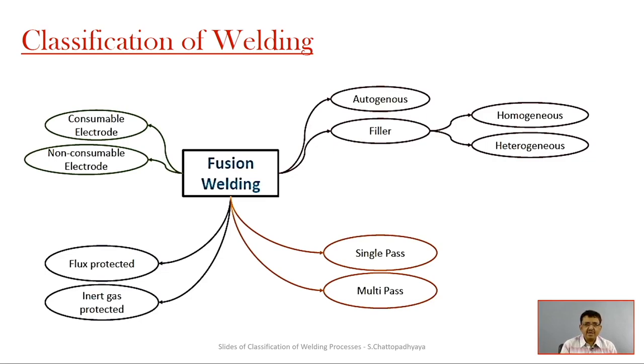Then another one is fusion welding, single pass, which is done in one pass, or multi-pass. And one more variety is solid granular jacket protected welding, that is the submerged arc welding process, all those things.